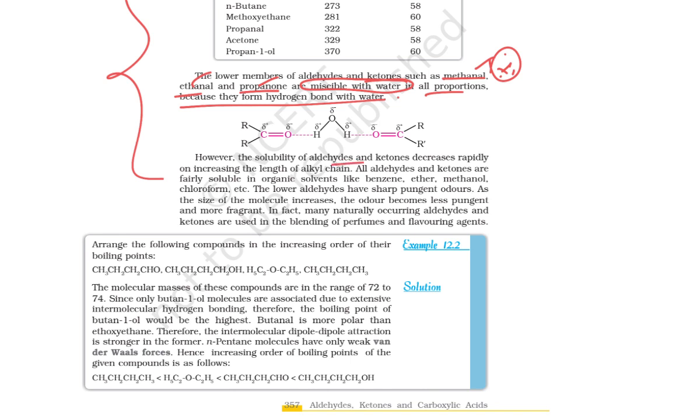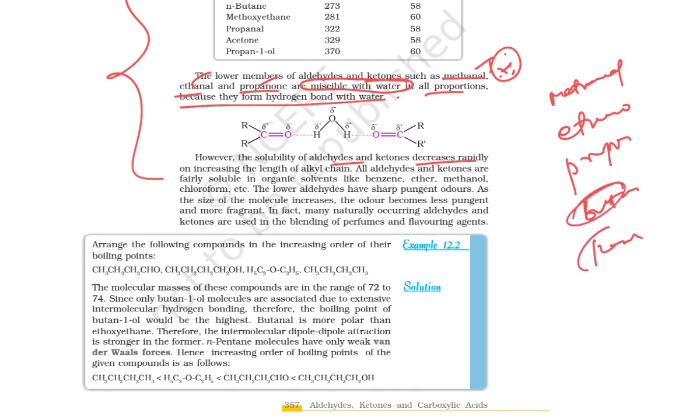However, the solubility of aldehydes and ketones decreases as the chain grows. So say for example, if I am taking methanol, then ethanol, then propanol, butanol, pentanol, your carbon chain increases, right? So this carbon chain is repulsive in nature, that is hydrophobic in nature. It repels water. Okay, so as the chain increases, your solubility decreases.